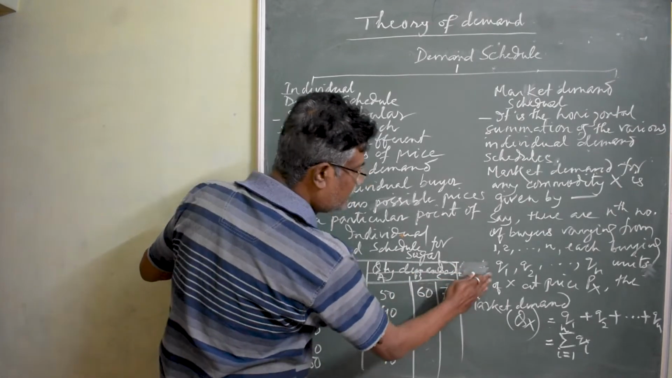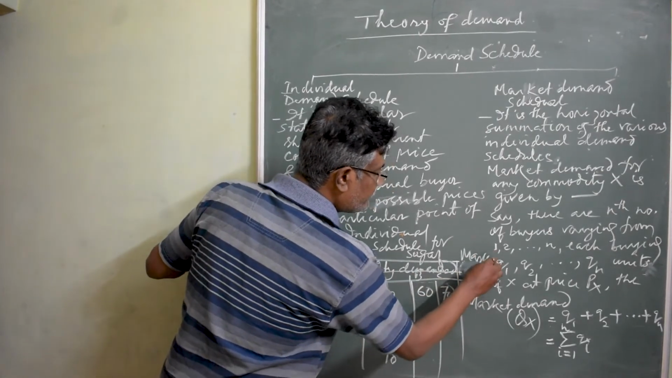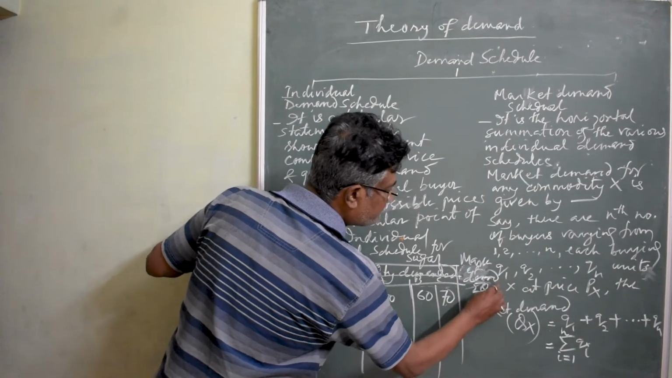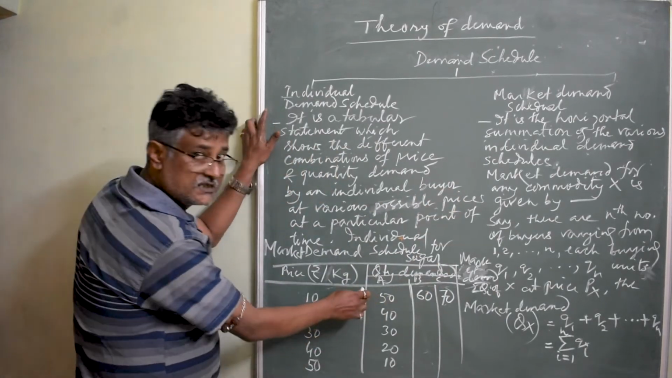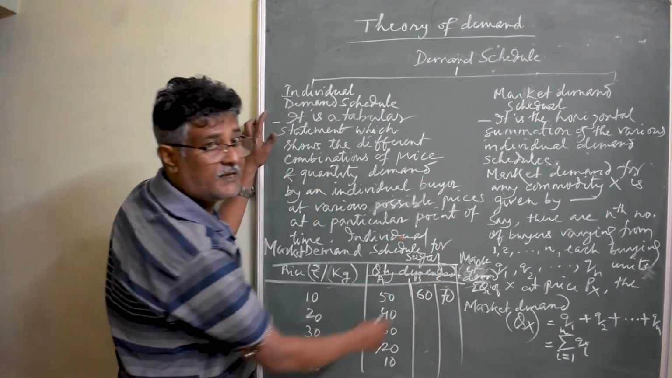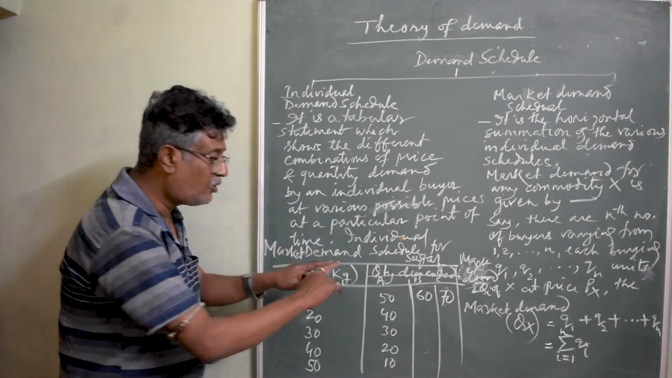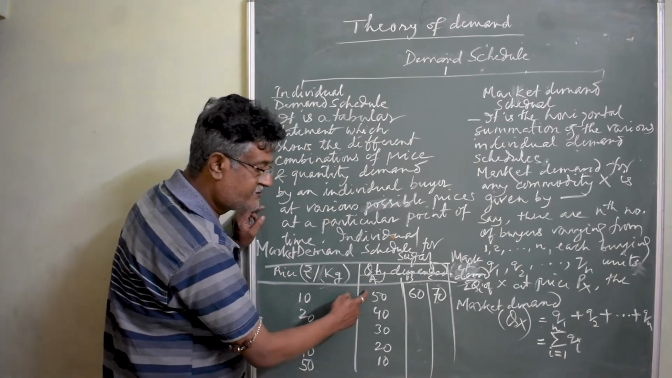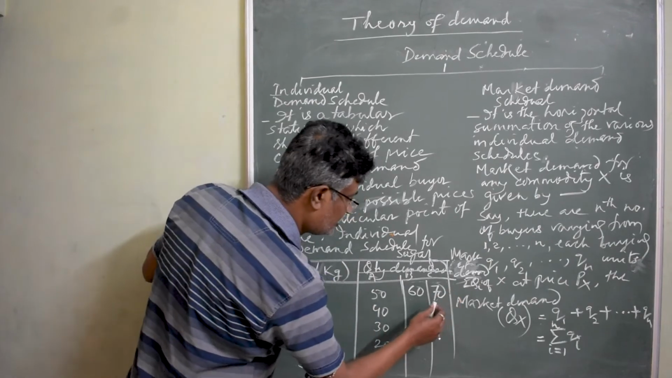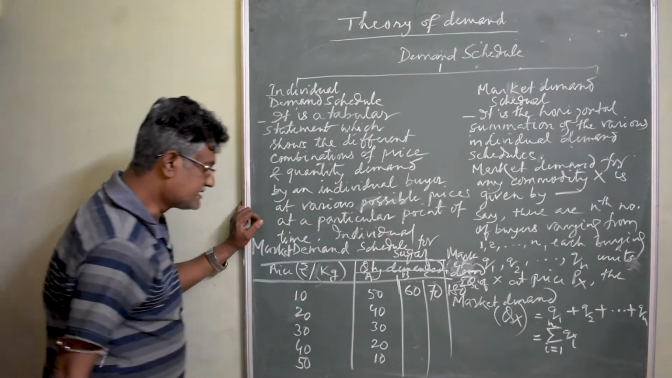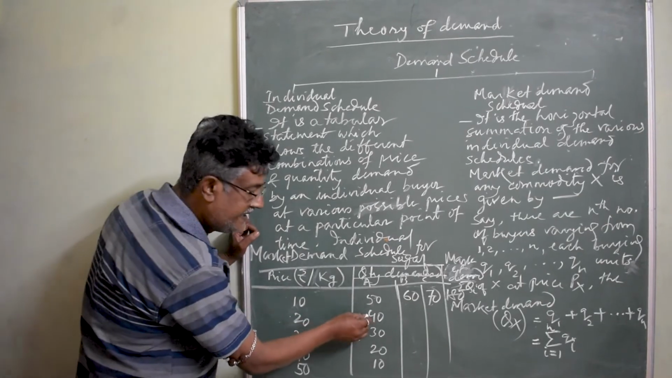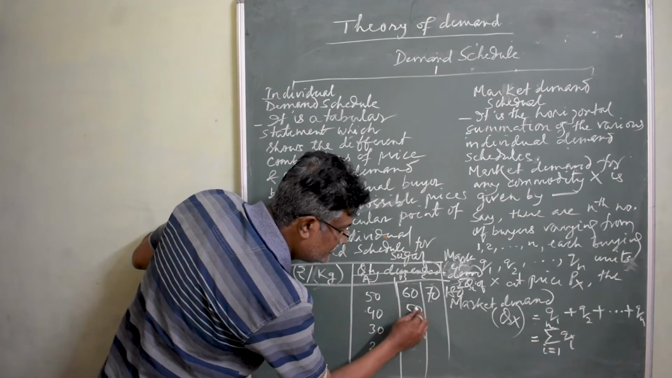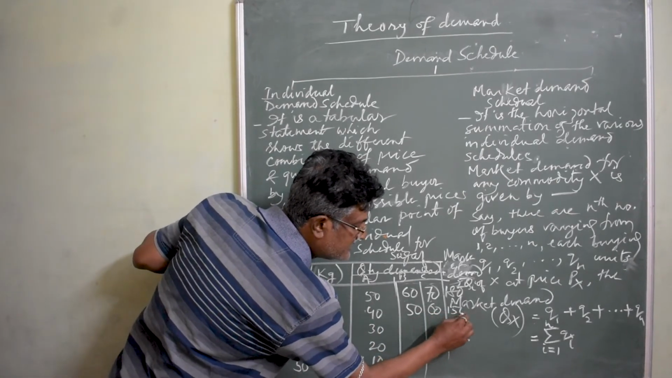So the market demand will be how much? Market demand will be equal to summation Qi. Summation Qi means we are horizontally summing up the various quantities that are bought by all the individual buyers A, B and C at price 10. That is equal to 50 plus 60 plus 70, that is 180. Similarly, when the price is 20, A is buying 40 units, B 50 units and C 60 units.